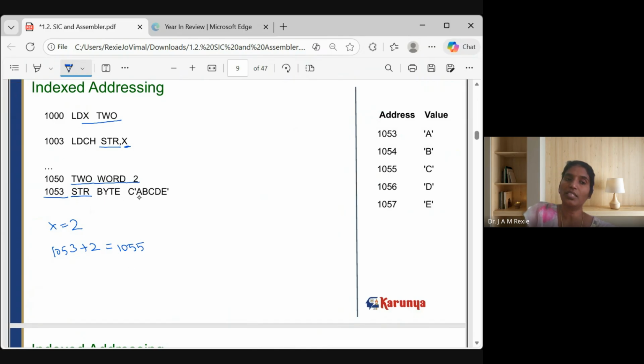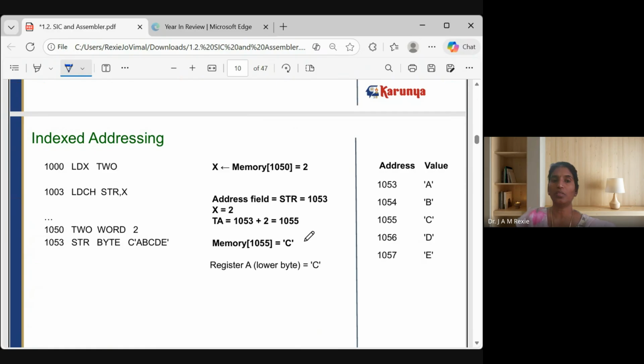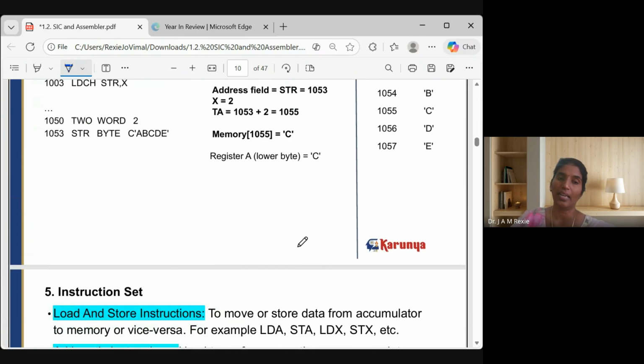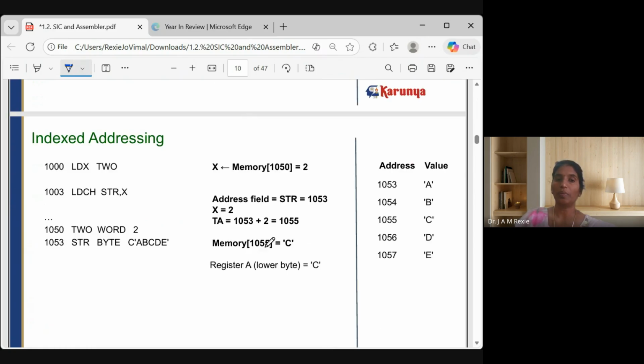So at 1053, we'll be having the letter T. Starting from 1053, the sequence of these characters are stored. So up to 1056, this word is stored. So now I'm having the target address as 1055. So at 1055, we are having the letter S. So the accumulator now will be stored with the value S. So likewise, the index register is used for representing the indexed and direct addressing. So memory address this is referred. So A will be stored with S.